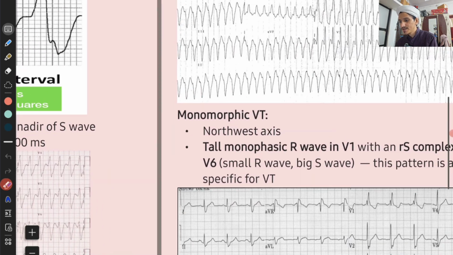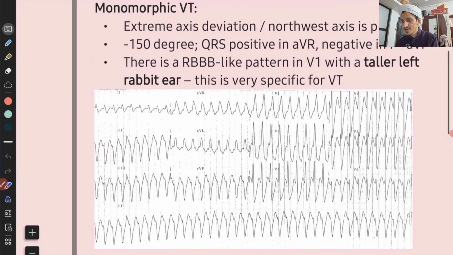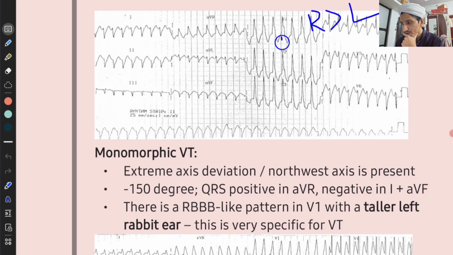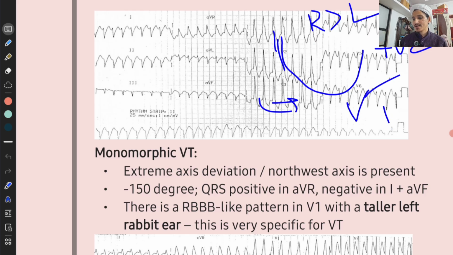This is another example of monomorphic VT. Now if you see here, the right ear is more than the left ear, and all the QRS complexes are positive, concordance is also there. There is no Josephson sign, but if you calculate the Brugada sign, it is positive. And this is regular, so this is VT, very easy. Taller left rabbit ear is very specific for ventricular tachycardia.